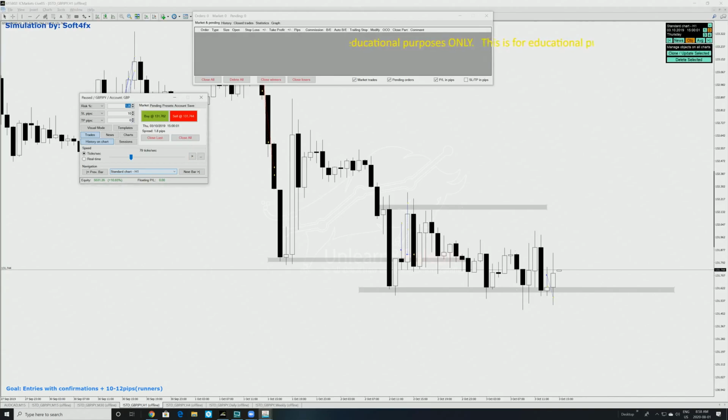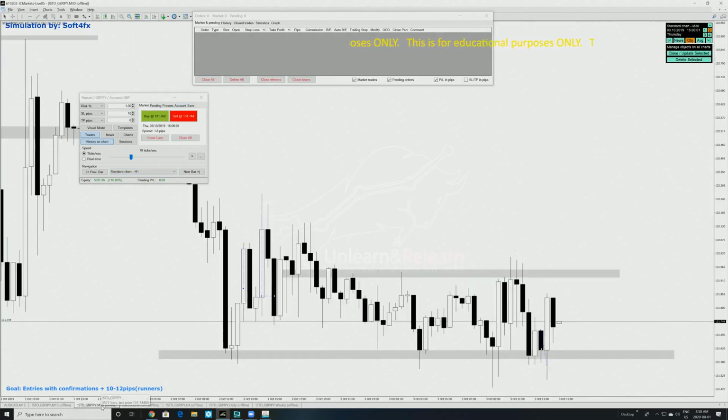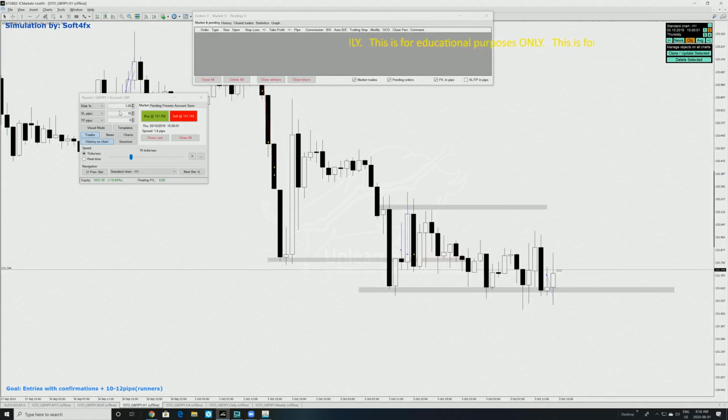It's going to be another low risk over here. Let's take a look on the 30-minute, 1 hour. Yeah, it's going to be a little bigger here. So let's put it at like 20.